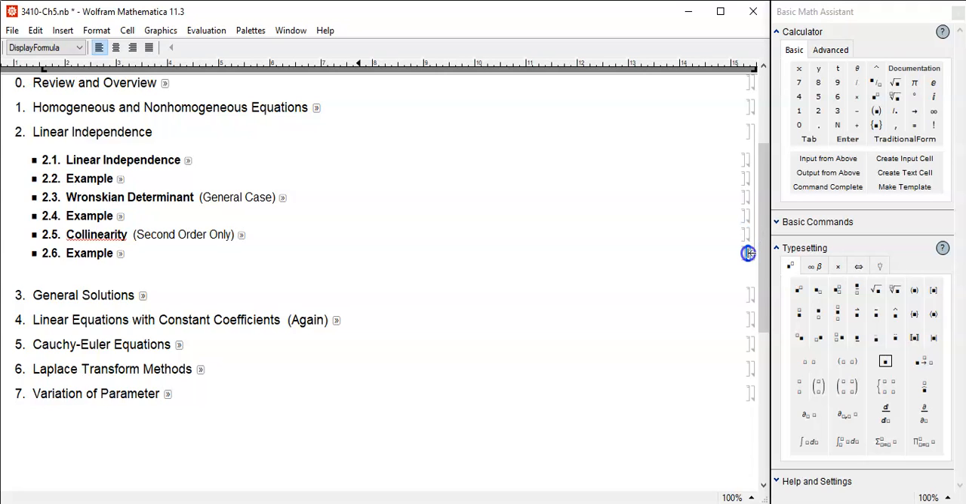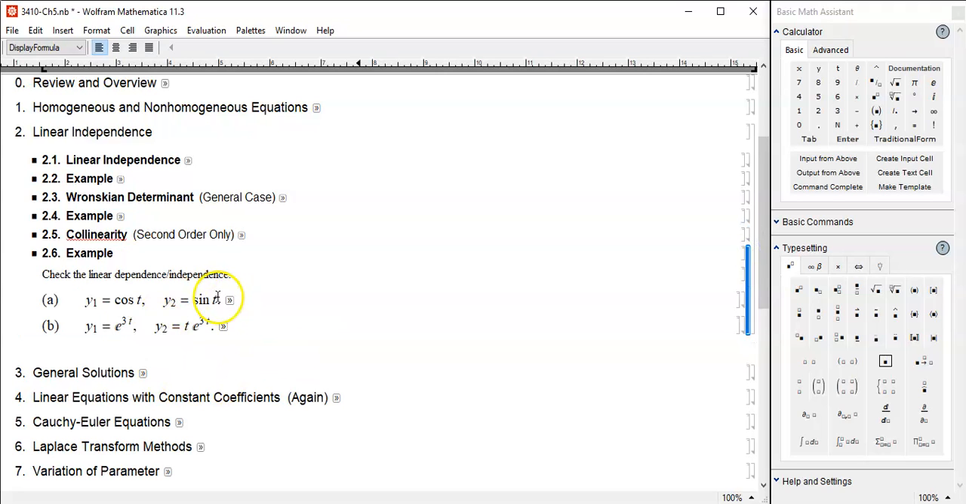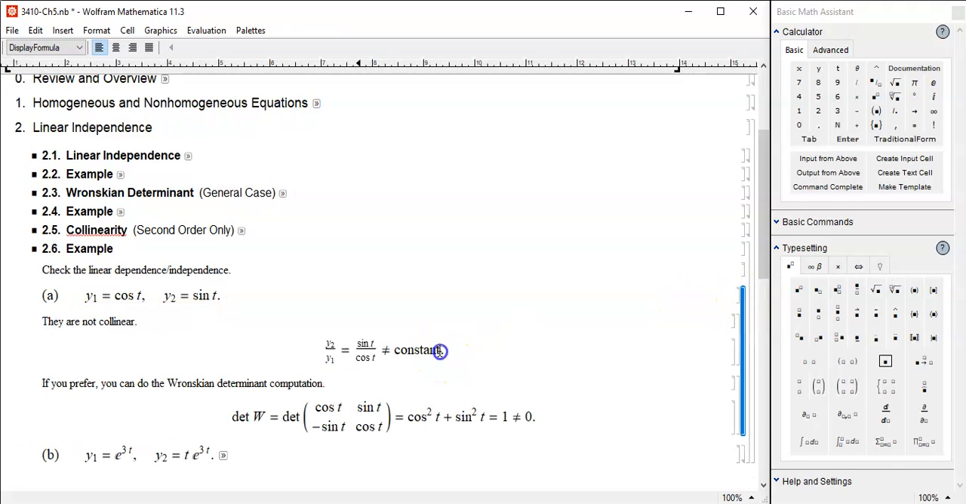Let's check it out using a couple of examples. Here we go. I selected cosine and sine function. All right. Check for linear dependence or independence. Is one function constant times the other? Let's take the ratio. y2 over y1 is sine over cosine, and its tangent is not constant, which means this is not collinear, so linear independence.